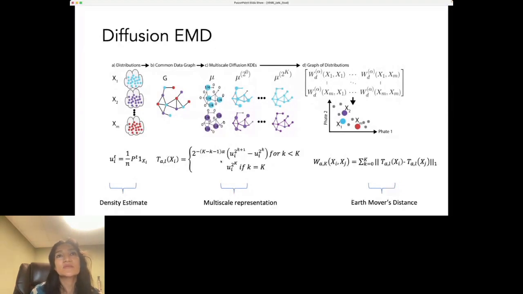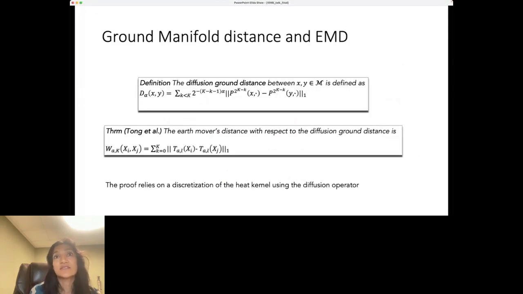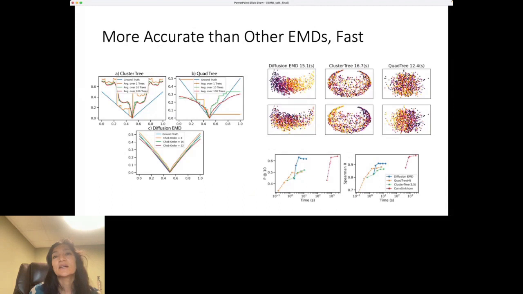And we were able to prove that if you compute Earth mover's distance using this, you would use a manifold ground distance. The proof relies on the discretization of the continuous heat kernel using the diffusion operator, which I showed before. What we were able to see is that it's very accurate, but it's much faster than the other methods that we have.